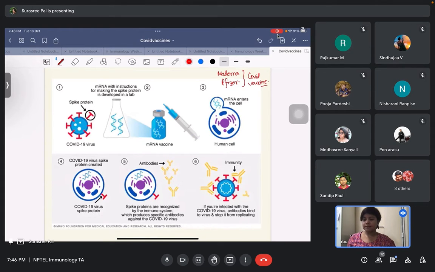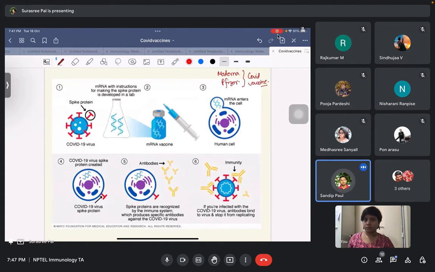Actually, the thing is, once our immune system recognizes this particular antigen, it will elicit an immune response and it will generate these antibodies. But I don't think that it will always elicit an immune response in the body.